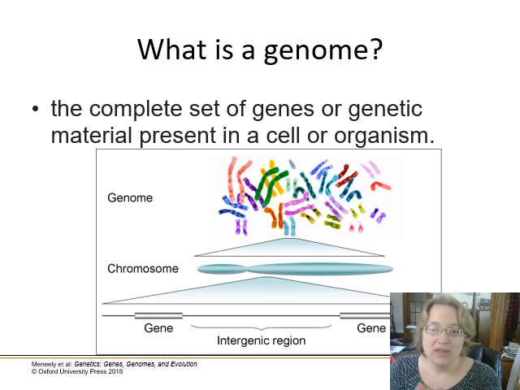What's a genome? The complete set of genes or genetic material present in either a cell or an organism. So the big pile of chromosomes in a eukaryotic cell would be the genome. In a bacteria, it's generally like one big loop of DNA, may not be multiple copies of it, but that's our genome.